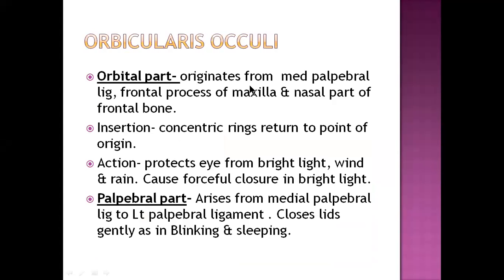The orbital part originates from the medial palpebral ligament, and the frontal process of the maxilla, and the nasal part of the frontal bone. So here you find the frontal bone, here you find the maxilla. So there are certain processes in these bones from where it arises.